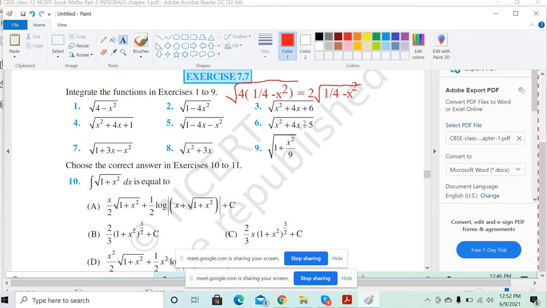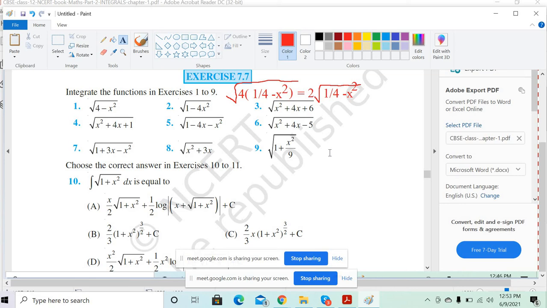Yes, sir. See, x square plus 4x minus 5, this also we don't have to do. Root of 1 plus 3x minus x square, this also I don't want to do. The eighth one is also the same method. No need to waste time, isn't it? We can go directly with the ninth question. Ninth question is, if you just do a practice, 1 plus x square by 9. This is a kind of fraction, but your method should work here also. Try this part. Ninth one you can try.